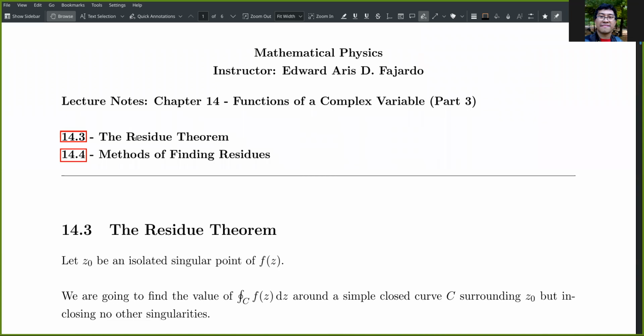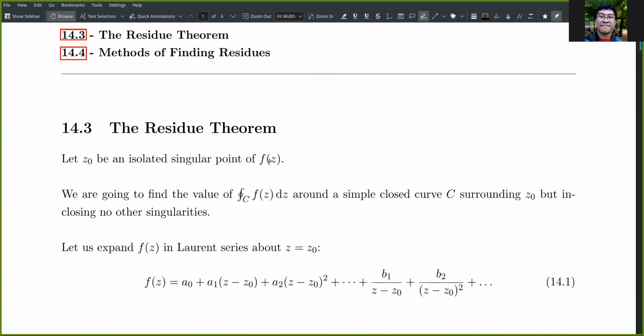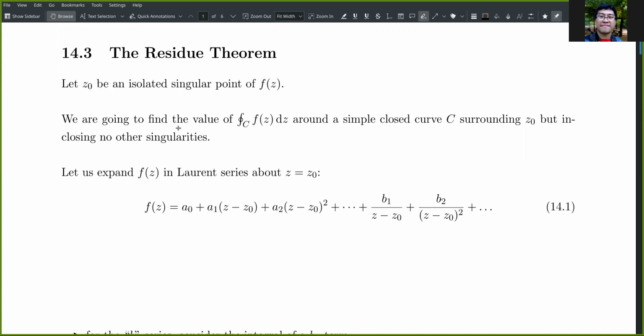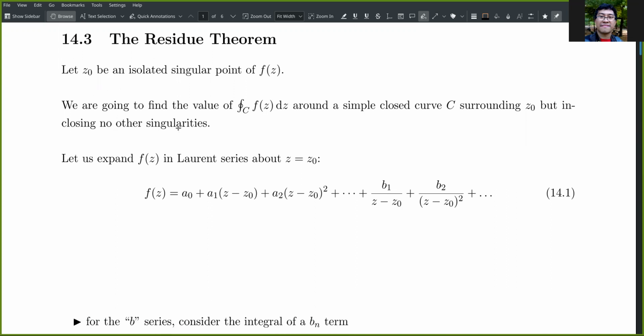Today we will talk about the residue theorem and methods of finding residues. Let z0 be an isolated singular point of f(z). We are going to find the value of the closed integral of f(z) dz on the contour C, around the simple closed curve C surrounding z0 but enclosing no other singularities.